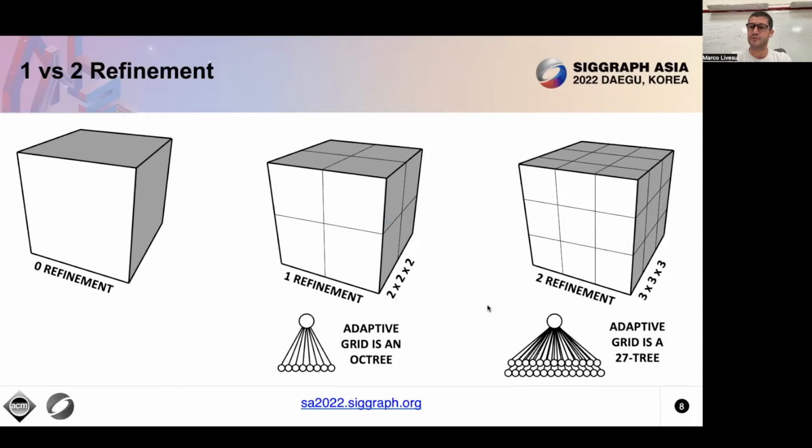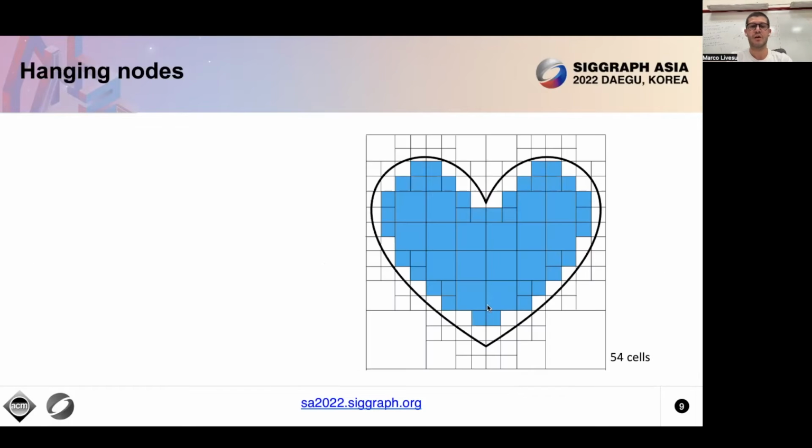Now, for some reason in the literature, this is not well explained. And if you read papers in the field, you will find that everybody mentions octrees, regardless of whether 1 or 2 refinement is used. And so I'm taking the opportunity of this presentation just to say that anytime you read octree in this field, you need to interpret it as a vague term that means you're using a tree representation for your adaptive grid, but then depending on the type of refinement, the tree is going to be an octree for real or a 27-tree.